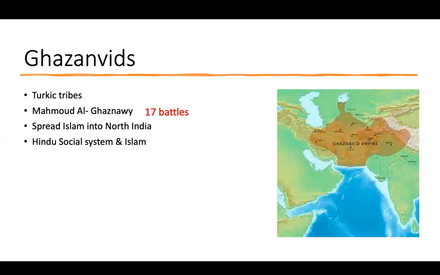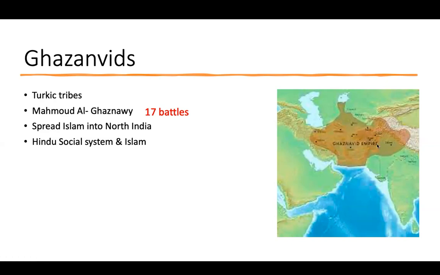Mahmud al-Ghaznawi fought almost 17 battles in his life as he tried to spread Islam into India. Okay, so why did he start having fights with the Hindus, or those who were living in India at that time? When people started hearing about Islam and the new empire lying on their borders, the Ghaznavid Empire, some in India started thinking, okay, we need to move over, or we need to convert to Islam.